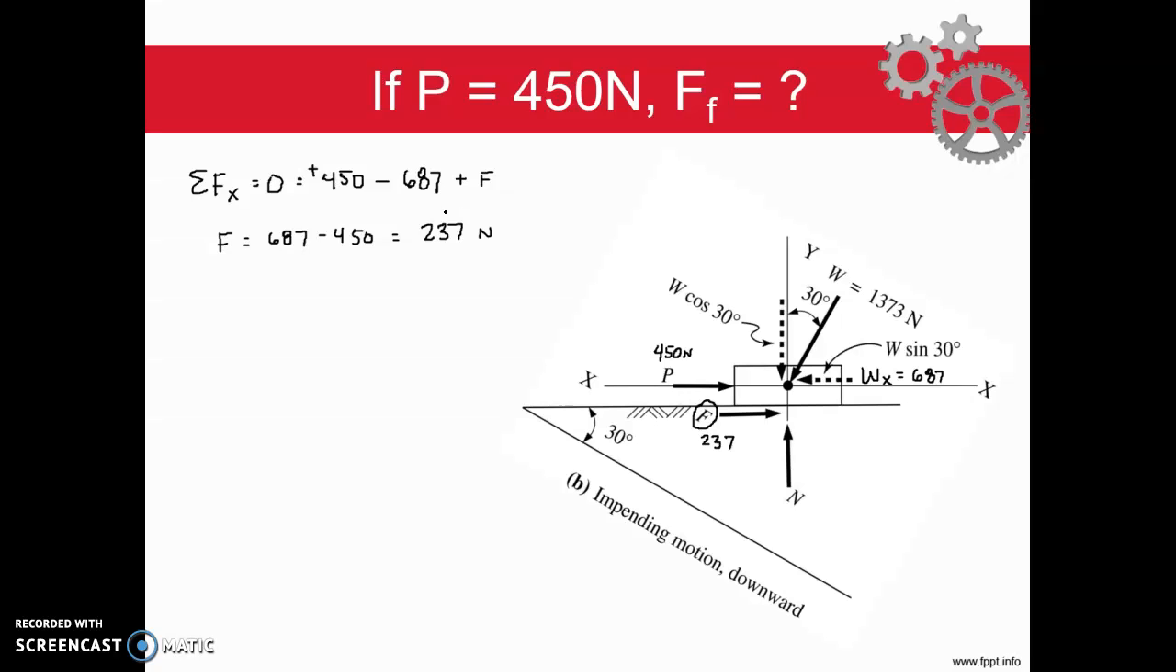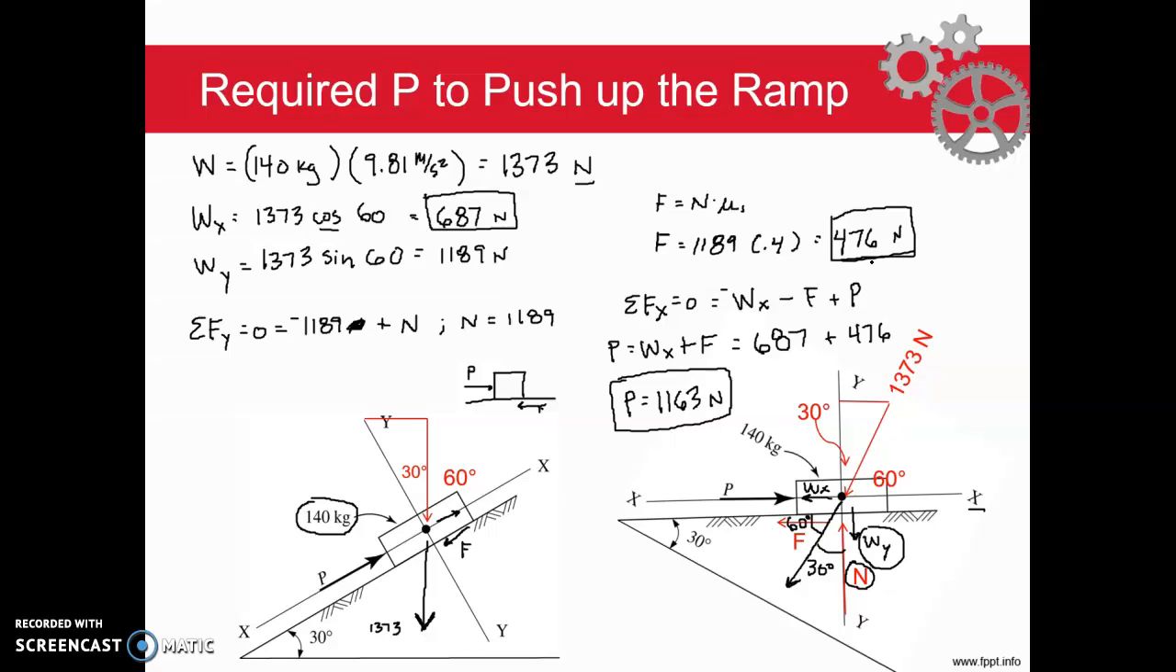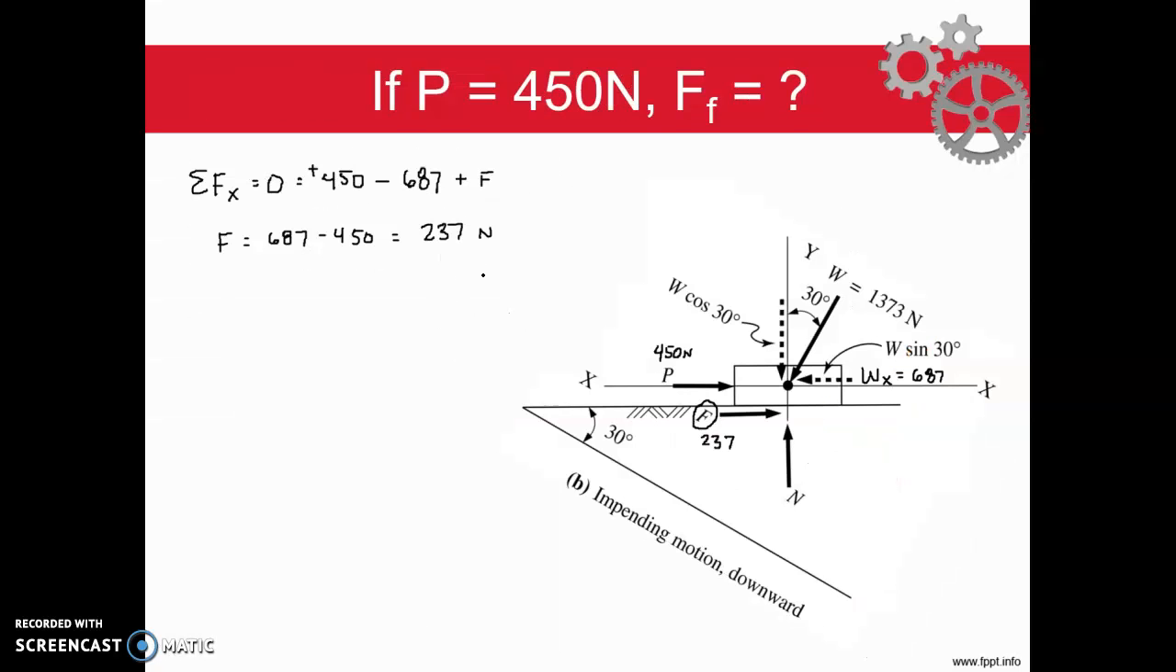So that's less than what the maximum possible friction force could be. The friction force could be greater. We had found earlier that the friction force potentially could be as great as 476 newtons. But in this problem, we don't need 476 newtons. We only need 237. And so if that's all we need for static equilibrium, that's all the friction force will give us.